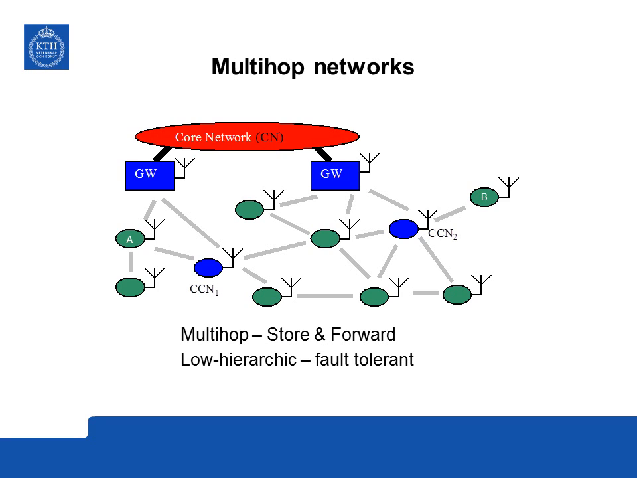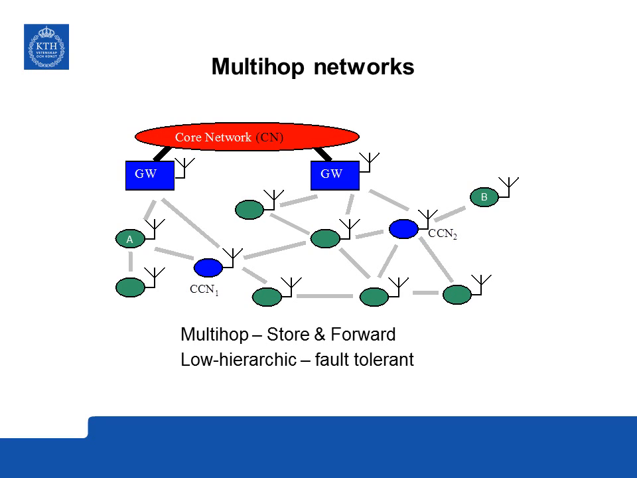So how does a multi-hop network operate? Well, in this particular example we have a number of nodes distributed over the surface, and the gray lines indicate possible wireless communication links. For instance, if node A on the left-hand side wants to communicate with node B on the right-hand side, it can do so by letting intermediate nodes store and forward the packet. So a packet traverses from, for instance, CCN1 to CCN2 and finally reaches B.